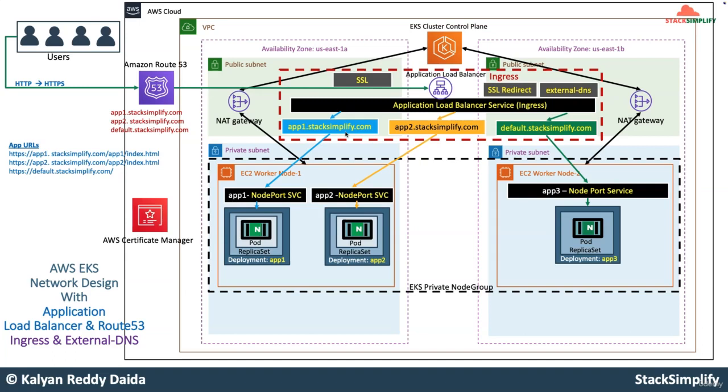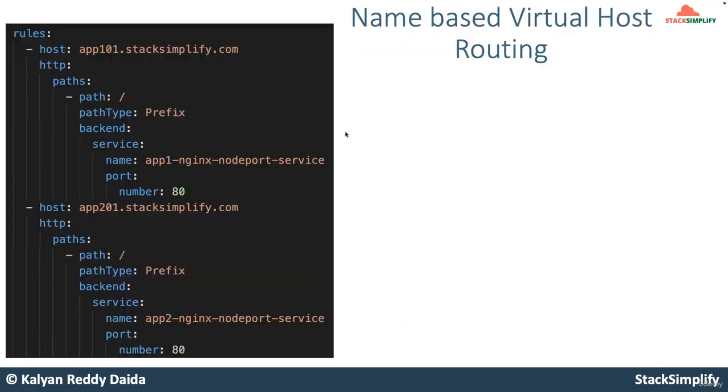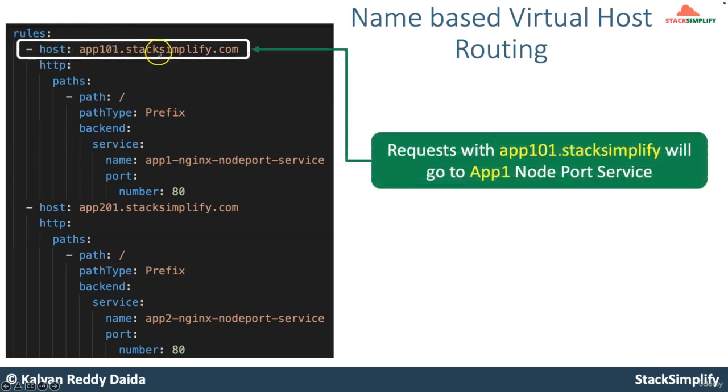And let's see how the templates are going to look for us. These are the rules we have discussed so far. Earlier, the rules used to start with HTTP, and under HTTP you had paths, and you could define multiple paths. That is called context path based routing. For host header based routing, it will start with the host, and you define whatever host you want. Here we have defined app101.stacksimplify.com, and under that, with the root context, whatever comes goes to the app1 nginx node port service.